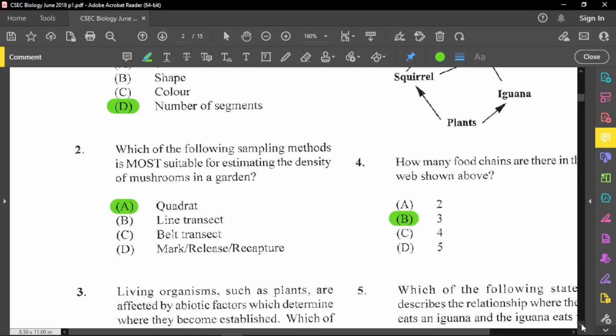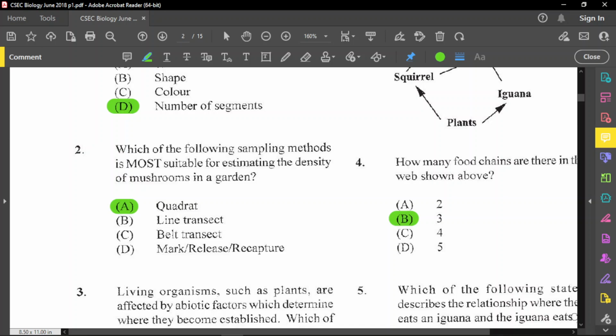All right, question number 2 is: which of the following sampling methods is most suitable for estimating the density of mushrooms in a garden? And that is a quadrat. And please remember that a quadrat is used to estimate the population size of slow-moving or immotile organisms.